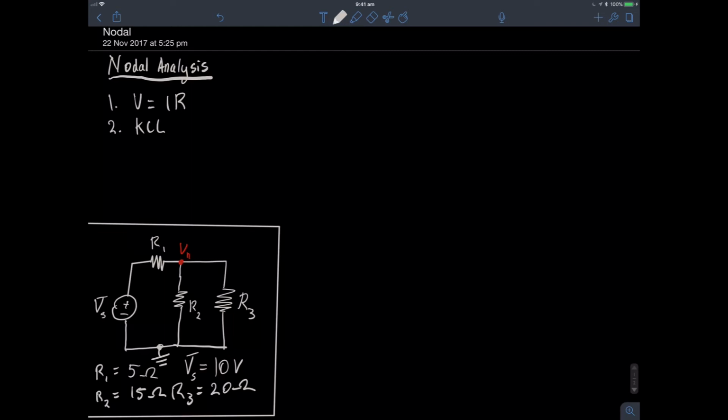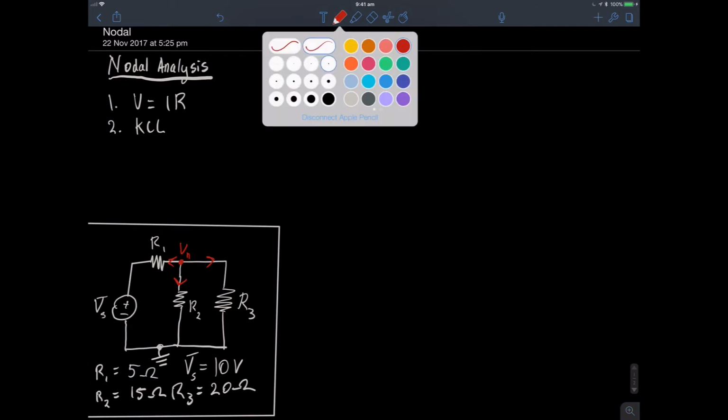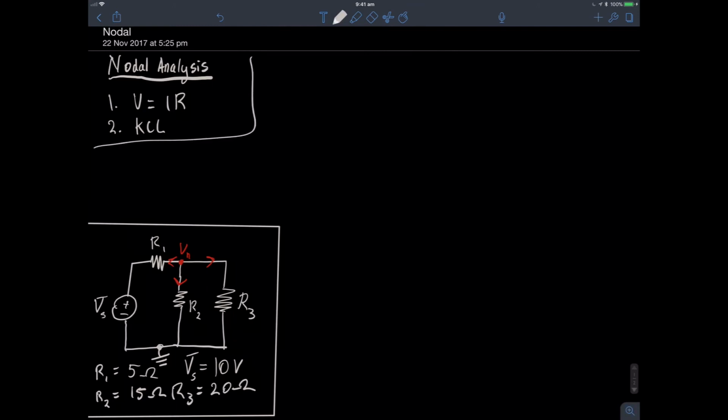So here's where KCL comes in. We start by taking the currents out of that node that we want to find. So there's currents coming out here, and that's the convention. We always take the currents coming outwards of the node, and then we add them up. This is KCL. I1 plus I2 plus I3 is equal to 0, and that's just Kirchhoff's current law. This can be a little confusing at first, because we're using a current law to find a voltage.